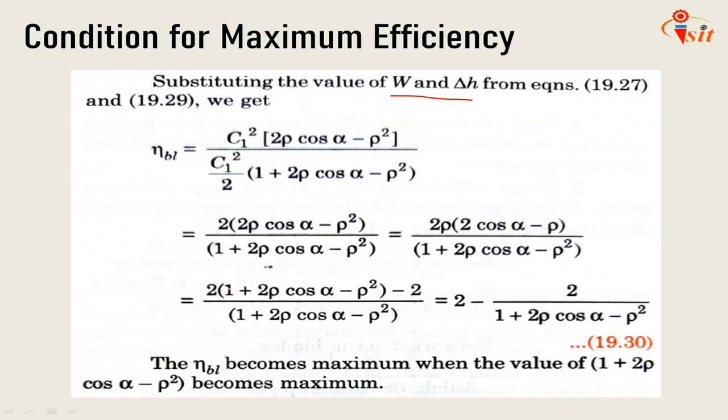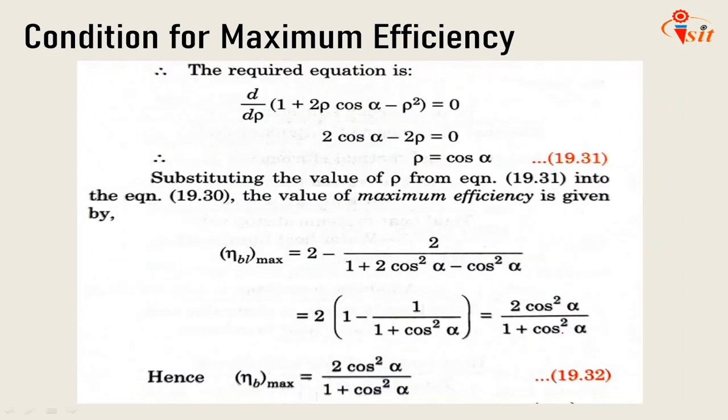Okay, again we are going to simplify here. 1 plus 2 rho cos alpha minus rho square minus 2, divided by 1 plus 2 rho cos alpha minus rho square. So ultimately we are getting 2 minus 2 upon 1 plus 2 rho cos alpha minus rho square. Now the blade efficiency becomes maximum when the value of 1 plus 2 rho cos alpha minus rho square becomes minimum, as it is in the denominator. Now we need to maximize it, the condition for maximum efficiency.